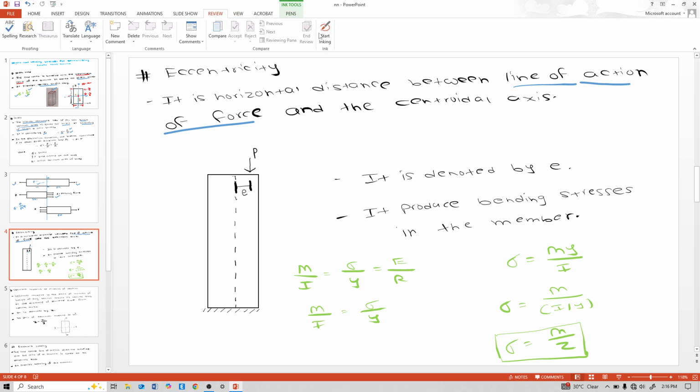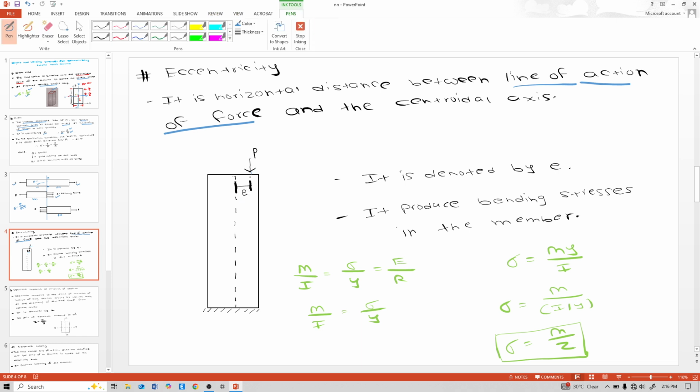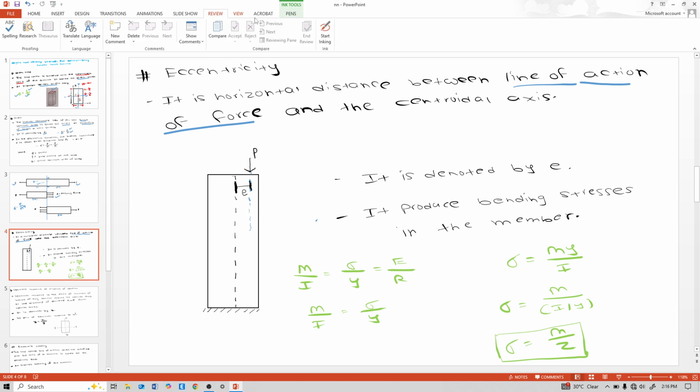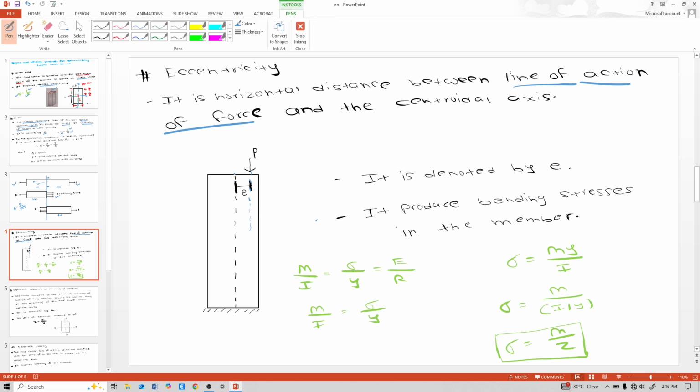See how the load is acting in this way; if the load is acting like that, then this is the line of action of force. The distance between the line of action of force and the centroidal axis, the centroidal axis meaning the centroid of the section, is e, and e is nothing but the eccentricity. It is denoted as small e, and it produces bending stresses in the member.